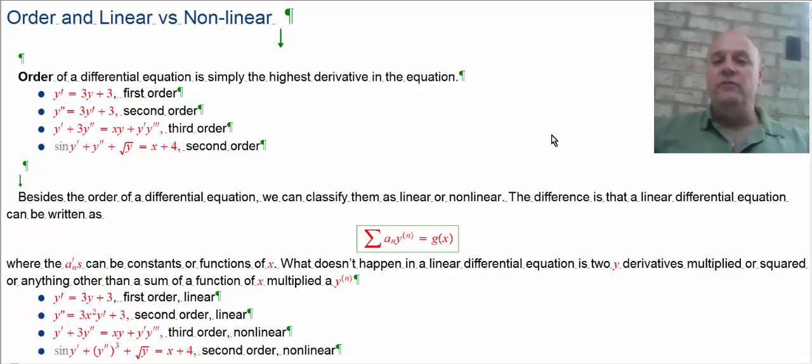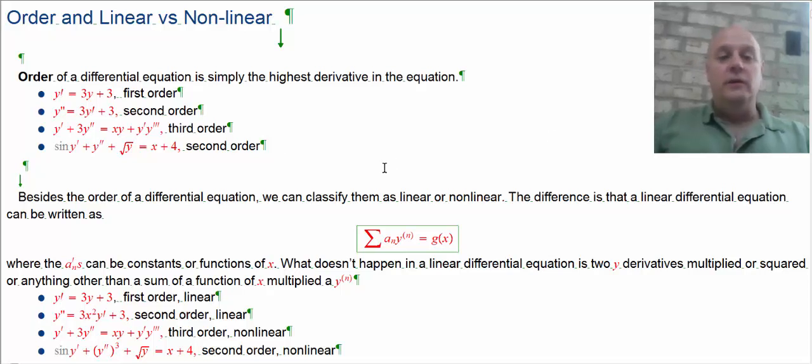So let's start with the easiest thing, the order. The order of a differential equation is just the highest derivative in that equation. Let's take a look here. The first one is first order because it's y prime equals 3y plus 3. It's first order because the highest derivative is 1. The second equation is second order because of the y double prime, so that makes it a second order equation.